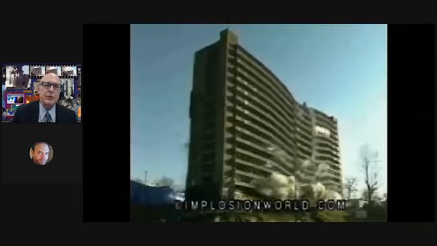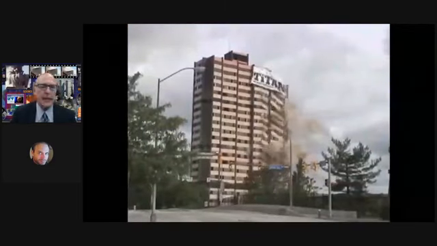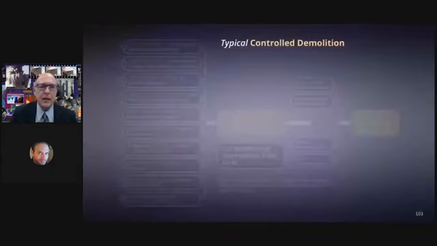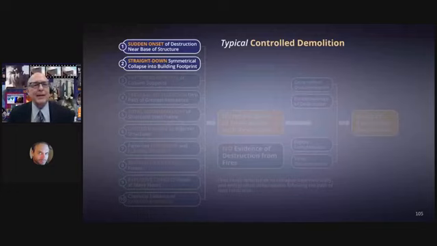There's a set of features associated with this type of destruction. Let's take a look at a few of them. We have a sudden onset of destruction, usually at the base of the structure, not always though. And number two, we have a near straight down or fairly symmetrical collapse into the building's footprint.